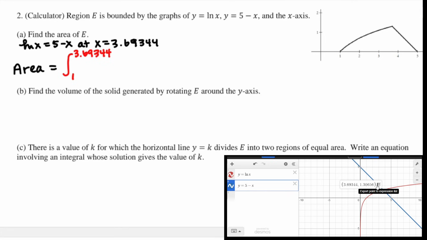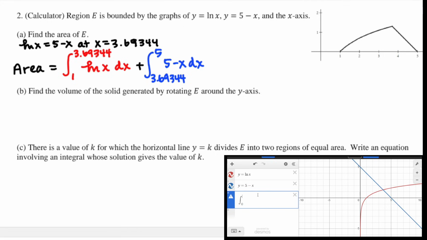And we're using a calculator anyway, so the fact that we don't know an antiderivative for that is not a problem. And then we would be adding that to, if I integrated on blue, that would be the integral from 3.69344 up to 5 of 5 minus x. Now I'm going to integrate from 0 to 3.69344 on log x dx plus integral from 3.69344 up to 5 of 5 minus x dx. And I'm going to get that 1.9858 number.